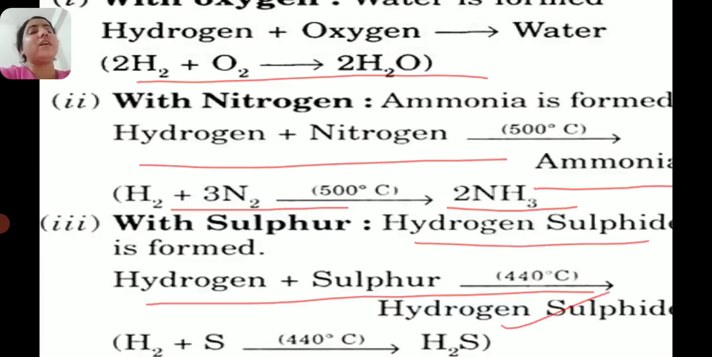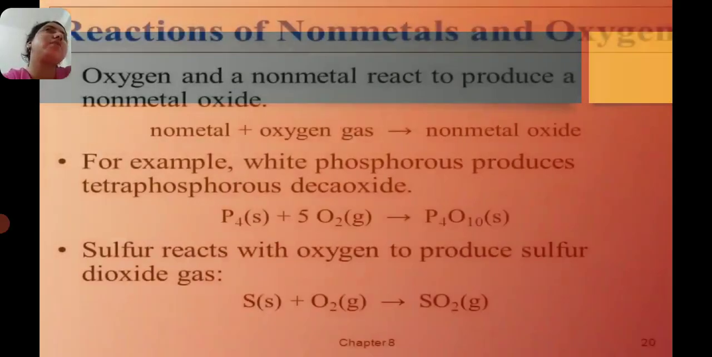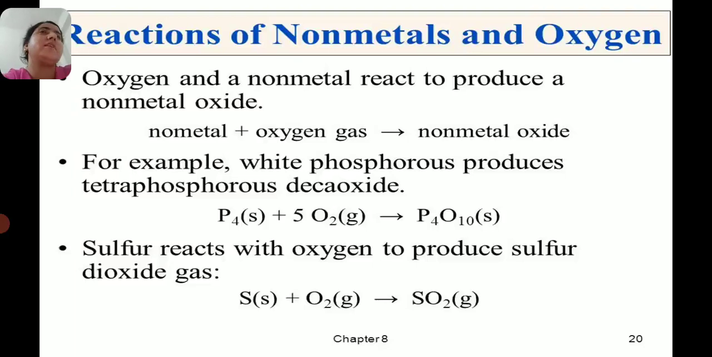In this way, you are seeing how hydrogen reacts with oxygen, with nitrogen, and with sulfur. That means how hydrogen is reacting with other nonmetals. There is no metal here. Generally, nonmetals do not react with water or with acid like metals.